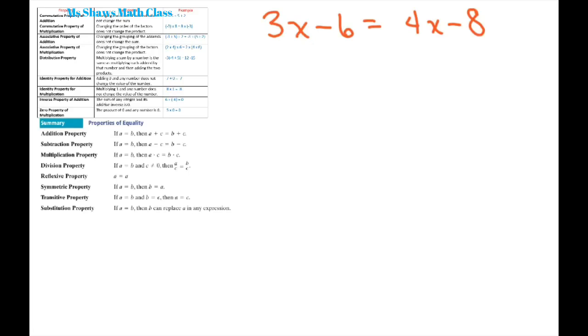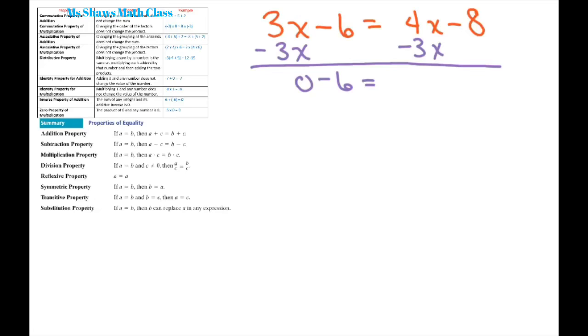So the first thing I'm going to do is group my x's on the right side and my constants on the left side. I'm going to use my subtraction property of equality and write this out. So you get 0 minus 6 equals x minus 8, because 4 minus 3 is 1. Then use your 0 property of addition, and that gives you negative 6 equals x minus 8.